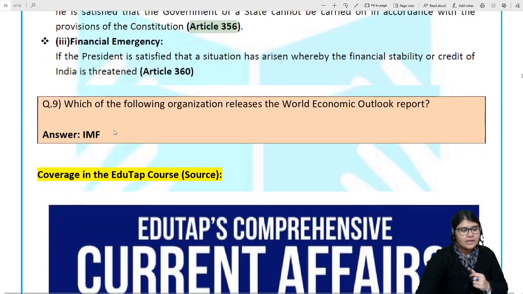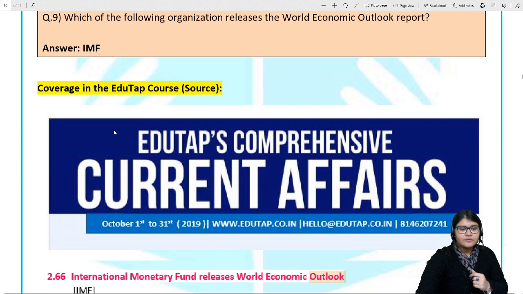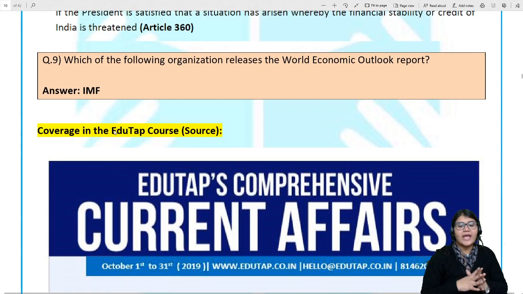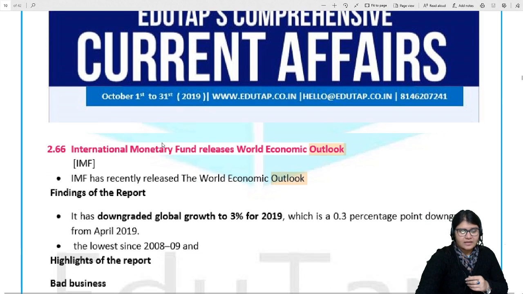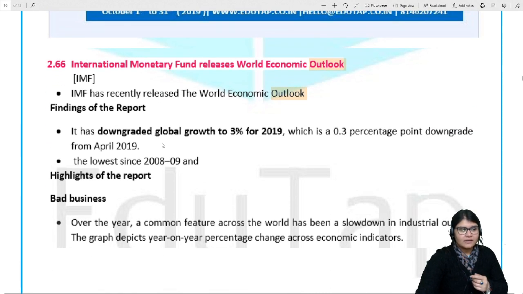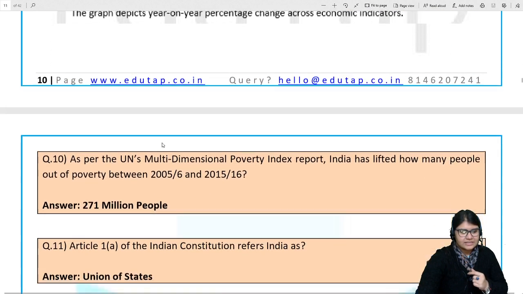given the reason. Next. Which of the following organization releases the World Economic Outlook report? The answer is IMF, and this is covered in the October monthly current affairs magazine. So here very clearly International Monetary Fund releases the World Economic Outlook, so it is given here itself.